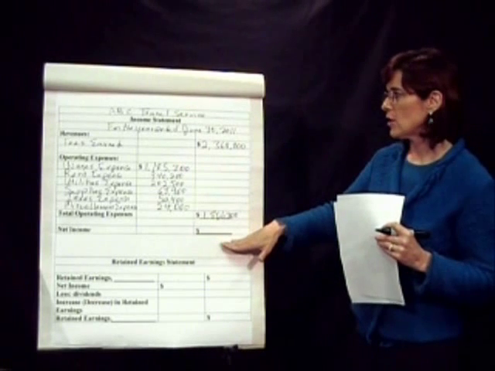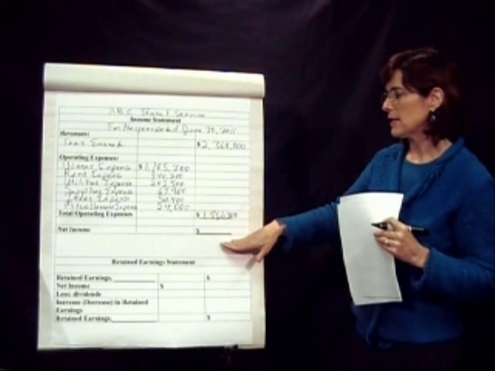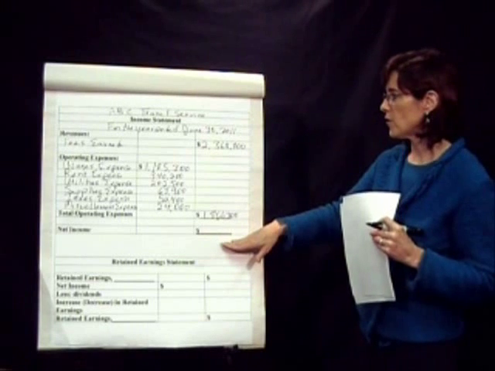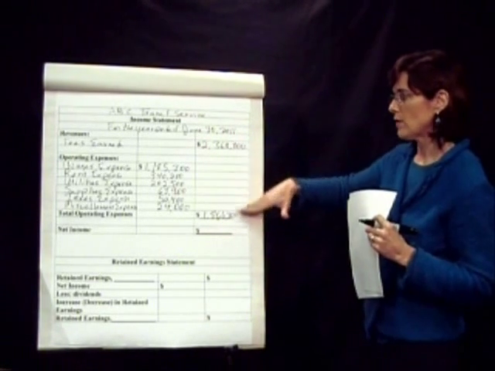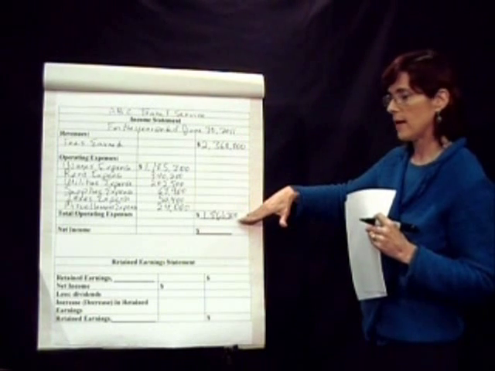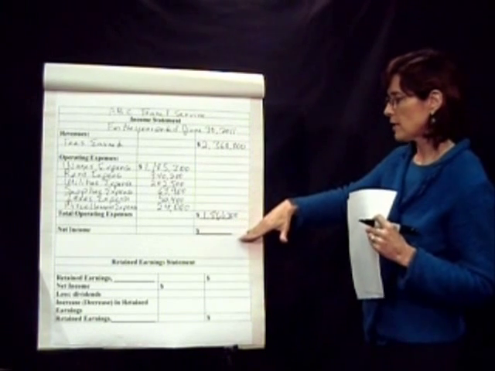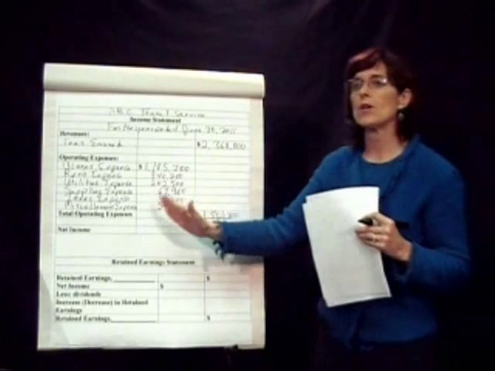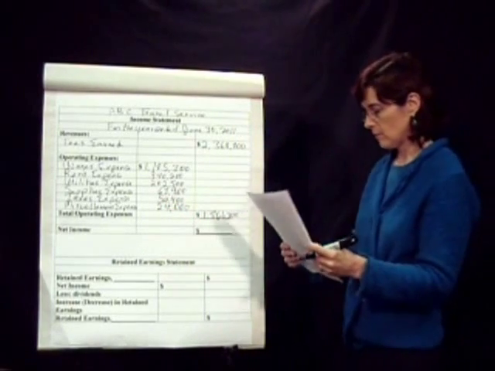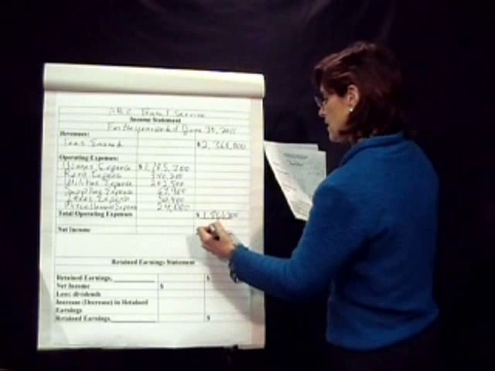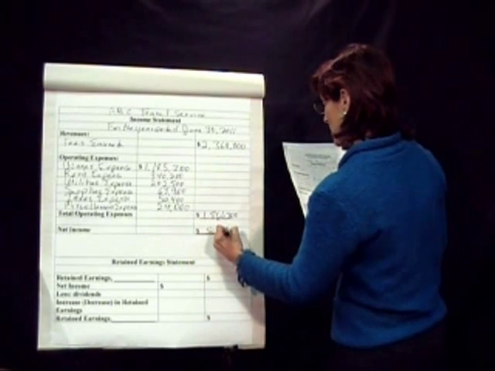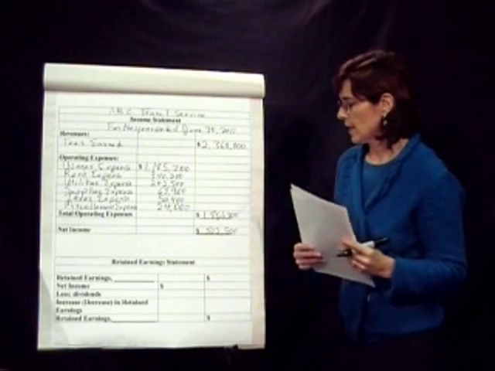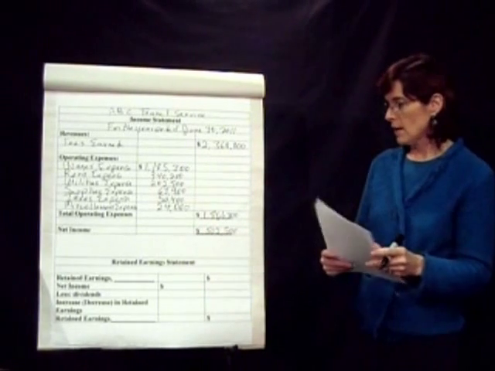Now the last line here on the income statement is our net income. What you don't want to forget is that you're going to be subtracting expenses from revenues, not adding. Wish we could add. But we've got to subtract to get net income. Anytime you see the word net, that means something's taken out. So subtracting, coming down to net income, $502,500 is what we should have left.